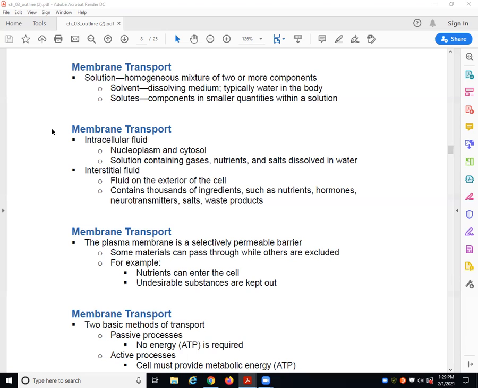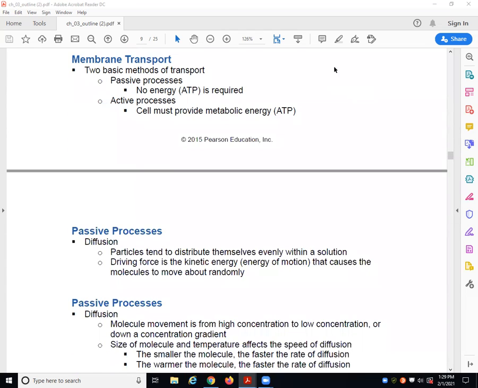So how can we transport things? There are two basic ways that we transport things. It can be passive or active. If it's passive, you don't need any ATP. No energy is needed to do this. It's going to happen naturally. If it does require ATP or energy, it's active. That's active transport. So we'll start with the passive processes.